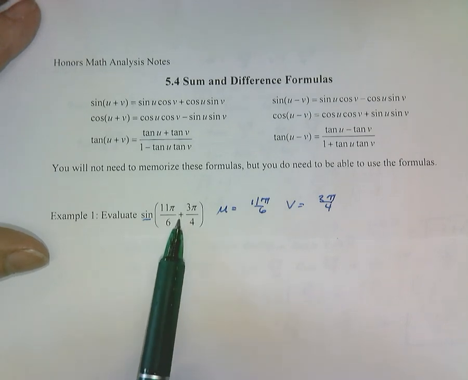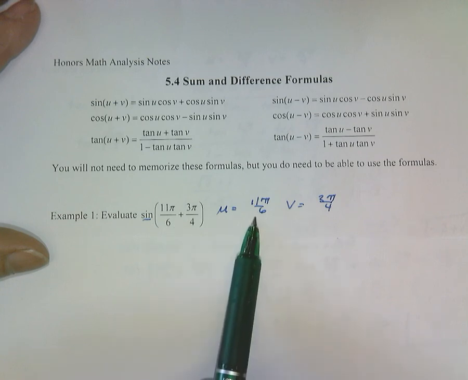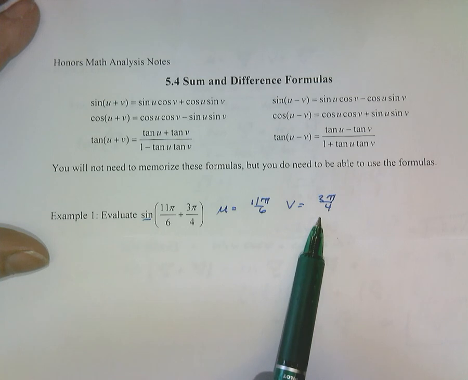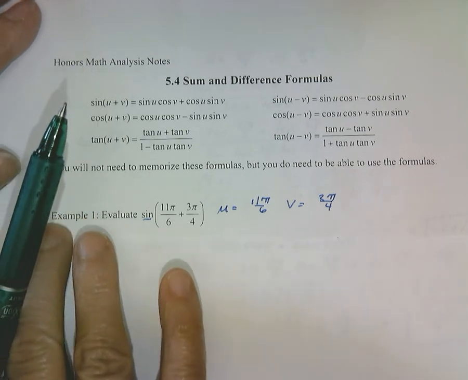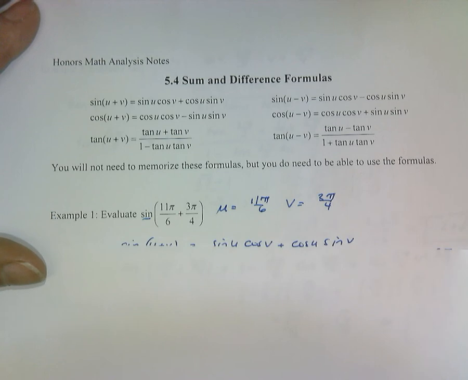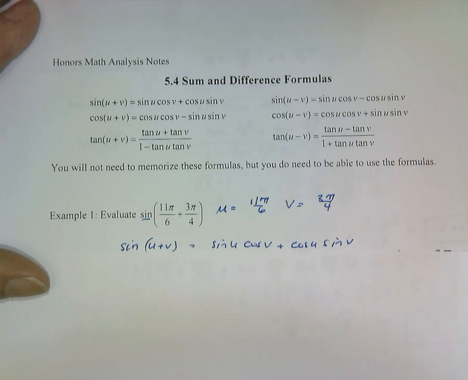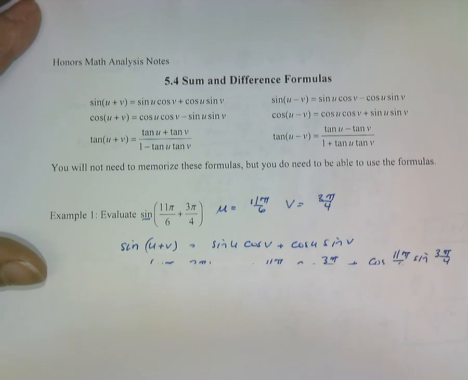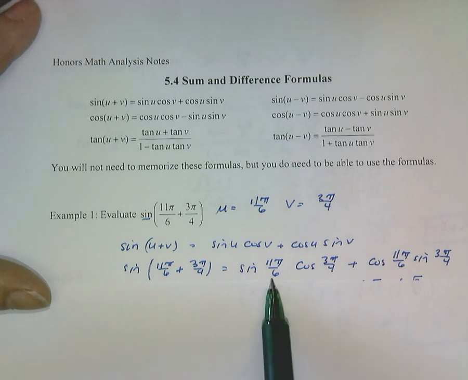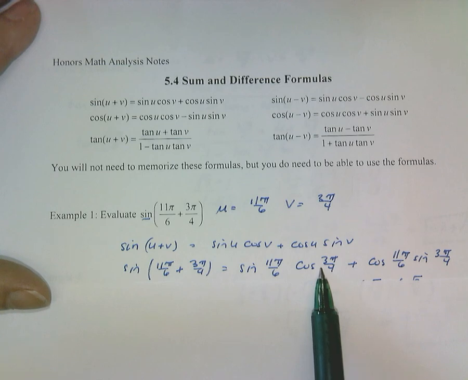So this is a sum because I'm adding them. But the first thing I'm going to do is identify what u is and what v is so that I can use this formula. So then I write down the formula, because for me, I write everything down. It helps me memorize it. You don't have to memorize it, but it's what I like to do. Then I replace the u with 11 pi over 6 and the v with 3 pi over 4. So everywhere there's a u, I put 11 pi over 6. Everywhere there's a v, I put a 3 pi over 4.